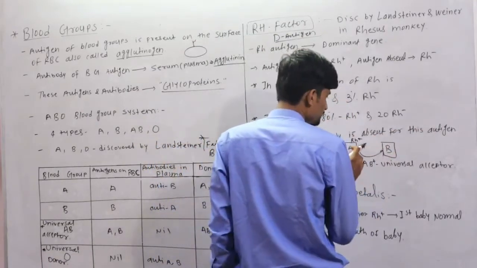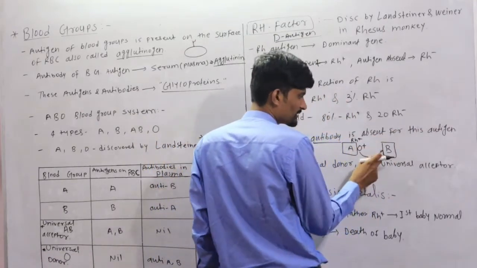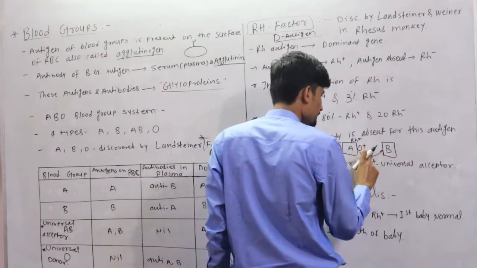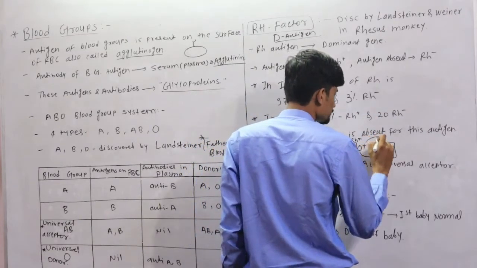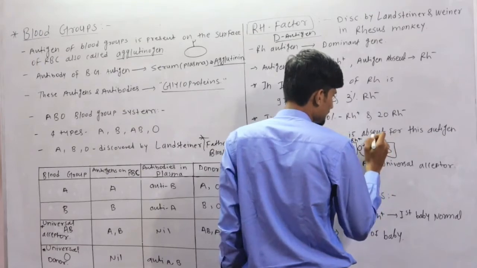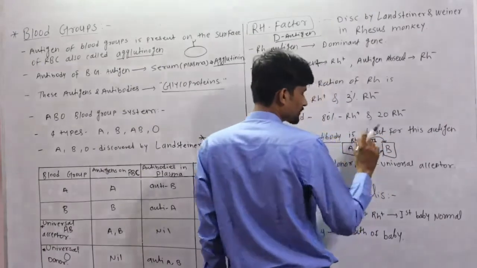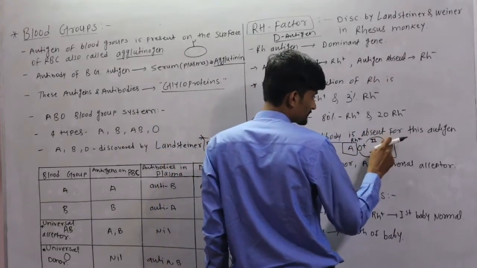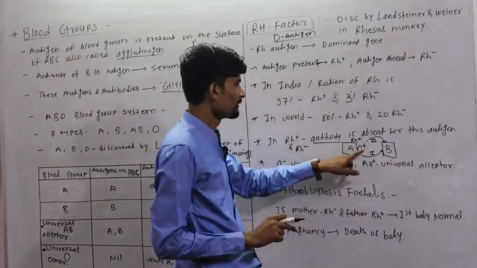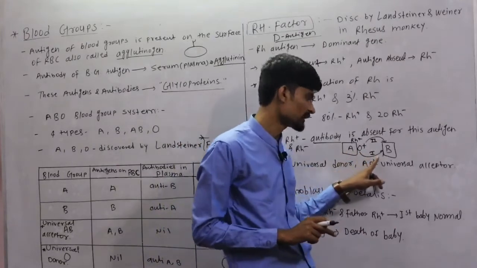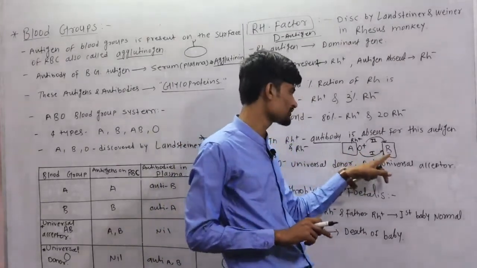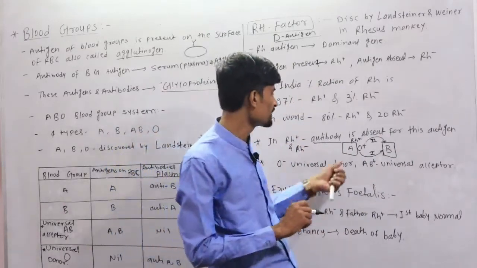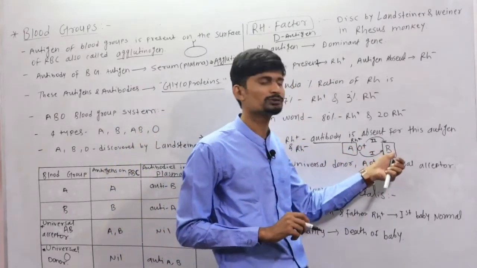But this is the condition when the blood is received for the first time. If the same blood is transfused a second time, what will happen? Once we have donated the blood to this person, there is a possibility of formation of antibody against this D antigen in B.